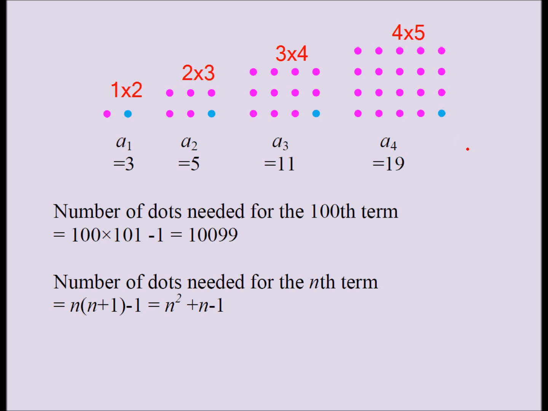So the nth term should be, if you had to write A subscript n here, including the blue dot, if you want to continue the pattern, n times n plus 1. And I am interested in the pink dots, not just a blue dot, so I subtract 1. So my final answer is this for the second part, for the number of dots needed for the nth term, and the number of dots needed for the 100th term is this. So these are my answers.